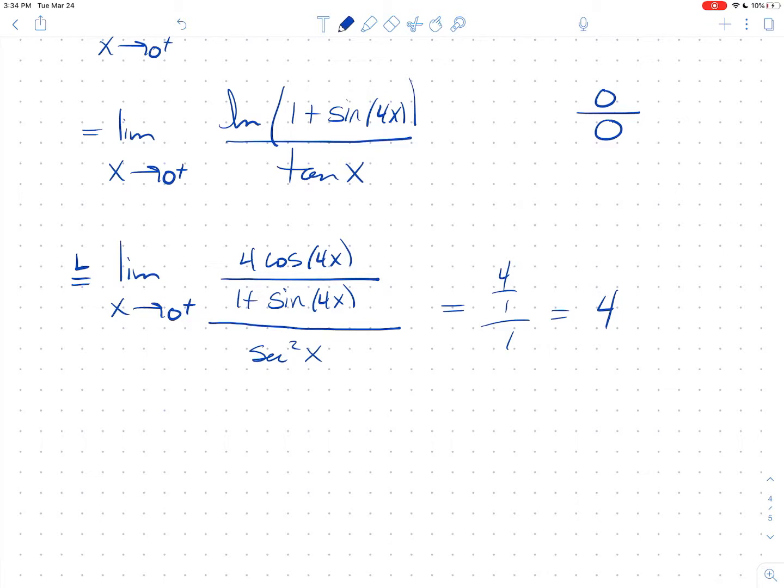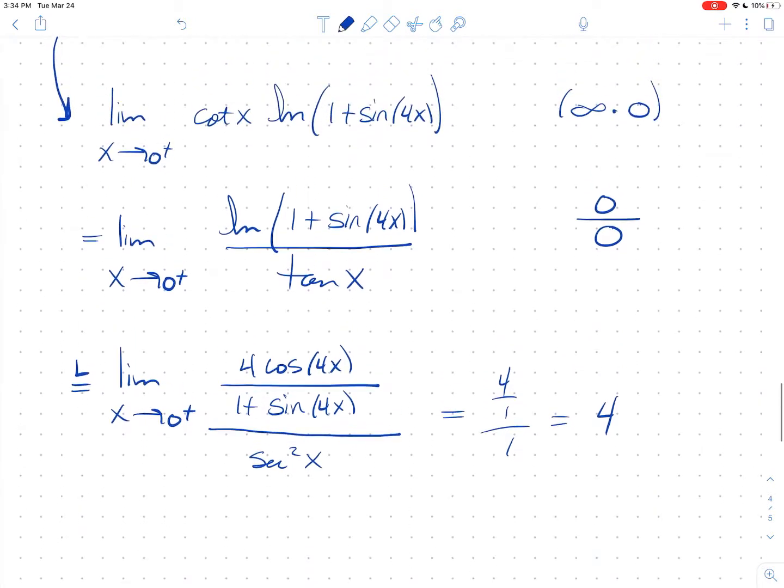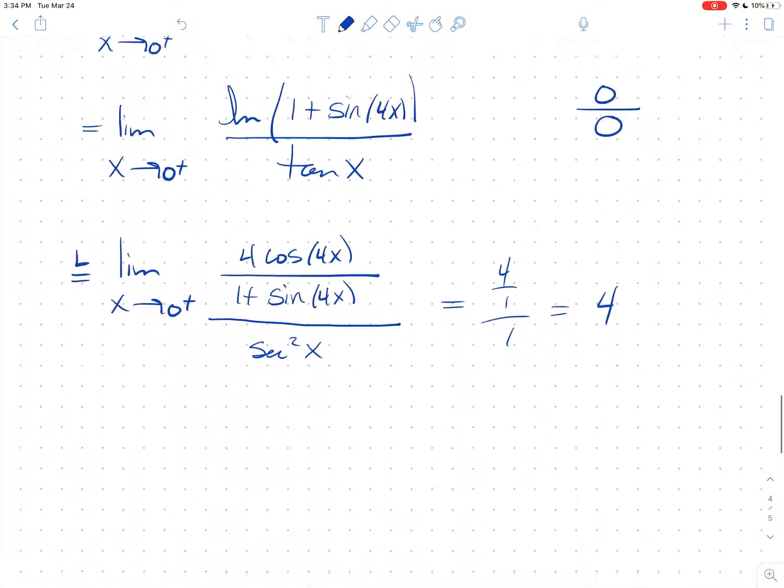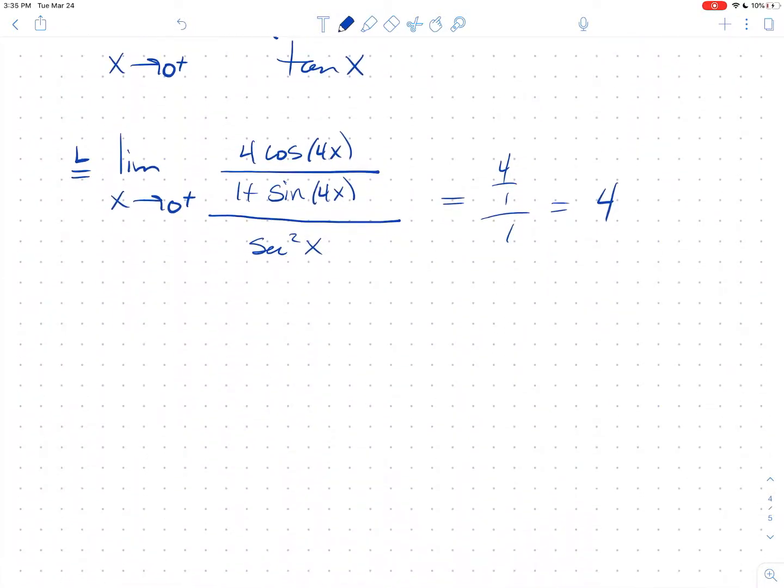I'm not done. That's not the answer. We took a natural log, so that's a different problem. The problem that I want is going to be e to the 4th. I don't really want to rewrite it, so I'm going to say thus the original limit is e to the 4th. And it's important that we point out the original one. That's the one we wanted to solve, not this modified version.